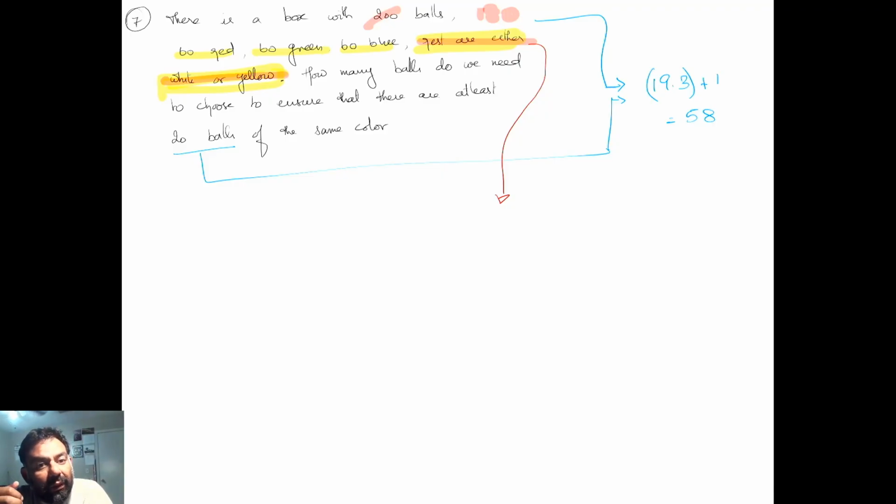So if you want to ensure that something is true, look at it. It says ensure that there is at least, which means irrespective of how many yellows and how many whites were there, you should give me a number which will make sure that there are at least 20 balls. In that case, you just take 58 and add the 20 extra balls.